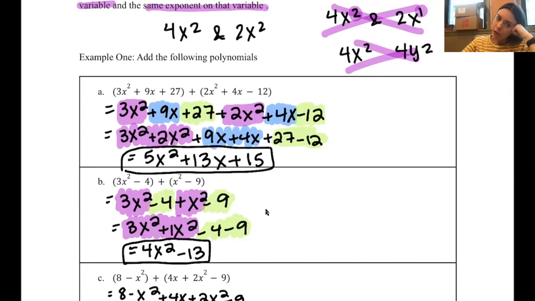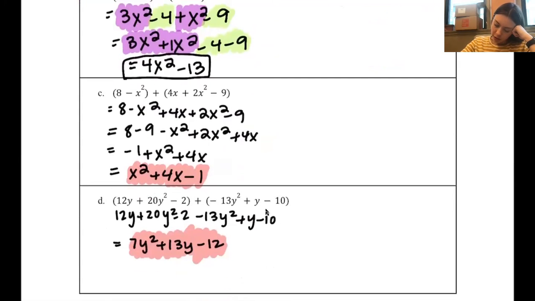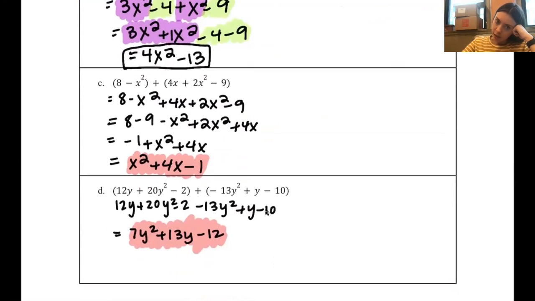Okay, so now I want you to try C and D. I would say pause the video right now, try C and D, and then I'm going to show you the answers. So hopefully you did them. These are the answers to C and D. So feel free to pause this video again and check your work. If you have any questions about how I got those answers, just shoot me an email.